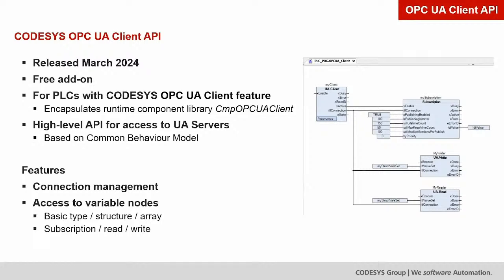It is a free add-on for PLCs with the CODESYS OPC UA Client feature and encapsulates the corresponding runtime component library. It offers a high-level API for access to UA servers based on the common behavior model. It features connection management to the server and access to variable nodes on the server, basic data types, structures, and arrays, using subscription or read and write commands.